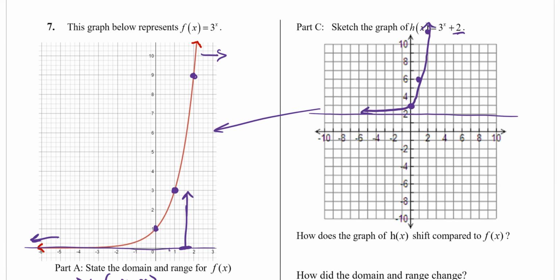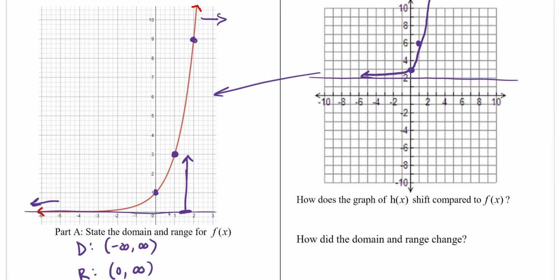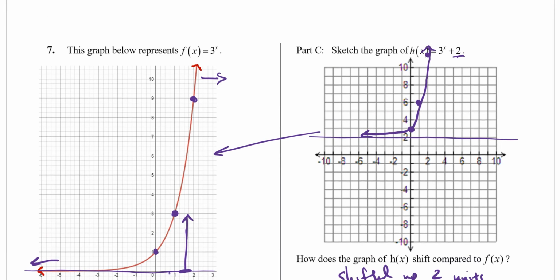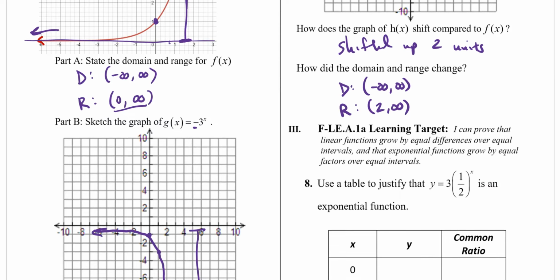How does the graph shift? Well, shift it up 2 units. How do the domain and the range change? Well, guess what? Domain is still negative infinity to infinity. The range now, instead of going from 0 to infinity like on the original, it now goes from 2 to infinity on the new one, because it starts at 2, goes up forever.